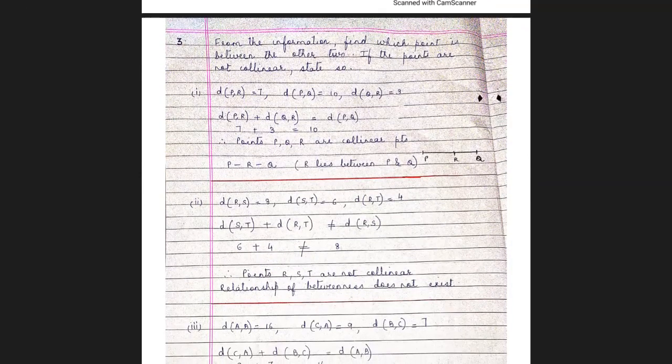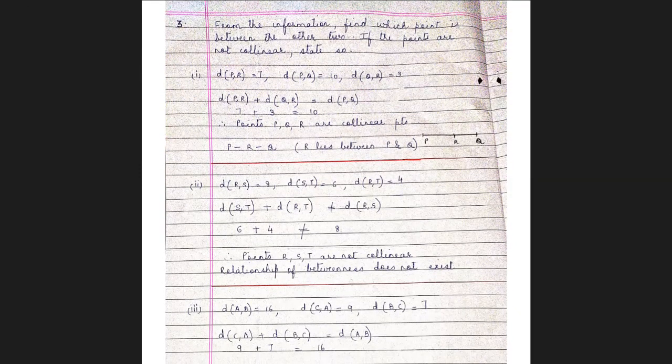Question number 3. Your question is, from the information that is given, find which point is between the other two. If the points are not collinear, state so. You are given in the first question, distance of PR is 7, distance of PQ is equal to 10, distance of QR is equal to 3. Now, what are we supposed to find out? You have to find out which is the point which is in between the other two.